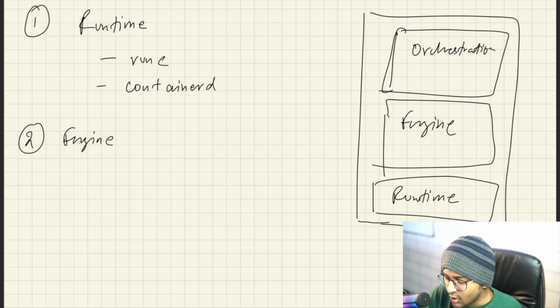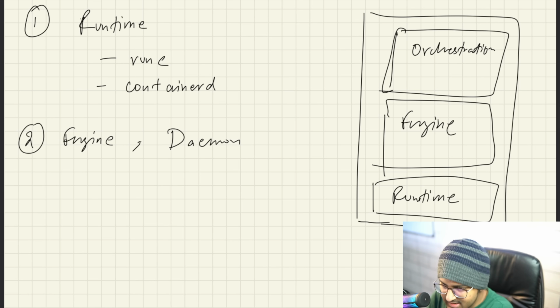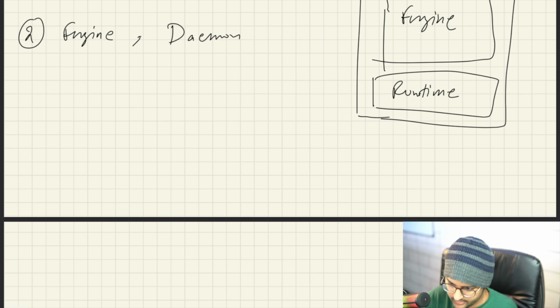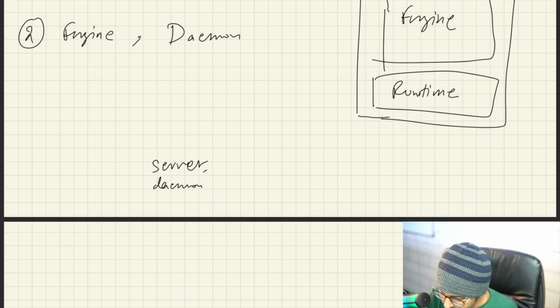Okay, Docker engine is something that we use to interact with Docker. For example, the Docker daemon is over here. Let's see what that looks like. You have something like this: your Docker daemon or server is running. So this is a server.